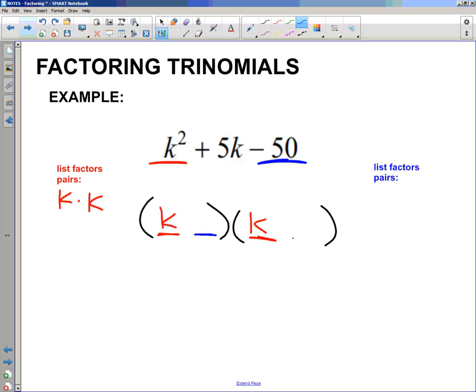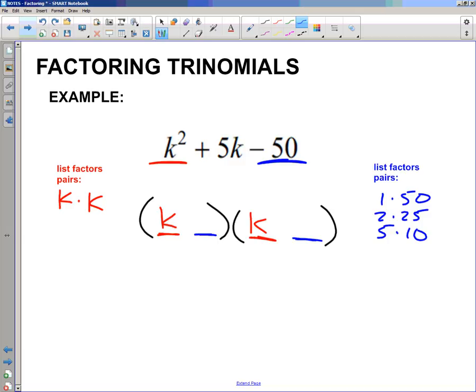However, there are multiple ways that I can come up with this 50. And remember that my last term times my last term is going to have to give me that 50. Now, I'm ignoring the negative on that for right now. I'm just going to list all the ways that I can multiply integers together to get 50. That would be 1 times 50, 2 times 25, and 5 times 10. So those are my options there to get 50.